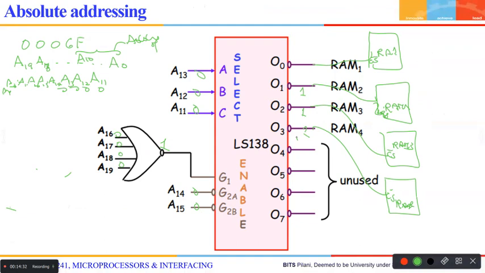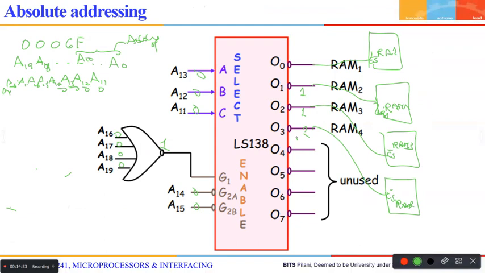That means you are using two memory chips at a time. Lower byte will come from one of the memory chips, higher byte will come from the other memory chip. Okay, we will see how it works. So have you understood this? If I give you different specifications, can you design this yourself?